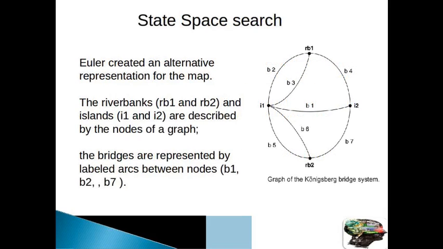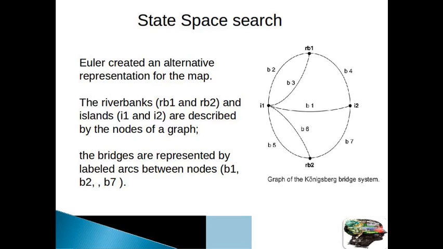This is the graph he has created. See, it is the alternate representation graph of the Königsberg bridge system by Euler. You can see on the right side, the nodes are island 1, island 2, river bank 1, river bank 2. There are 4 nodes and there are so many R's. These bridges are represented by R's.